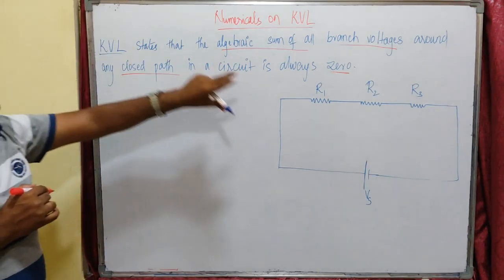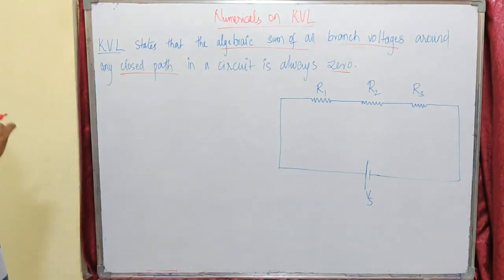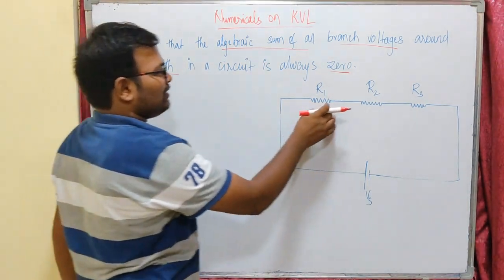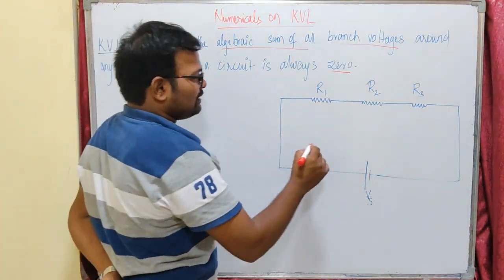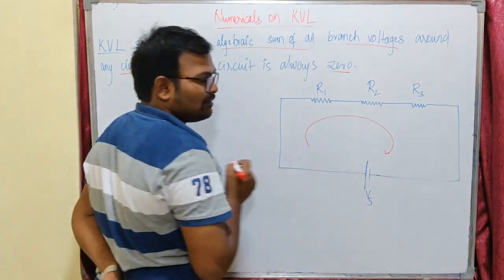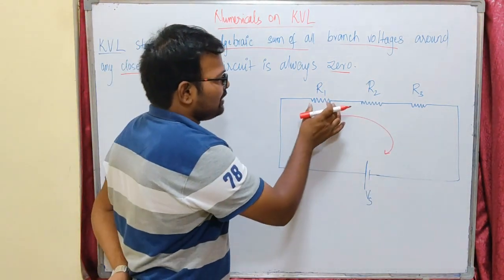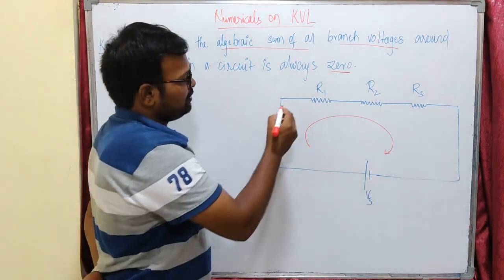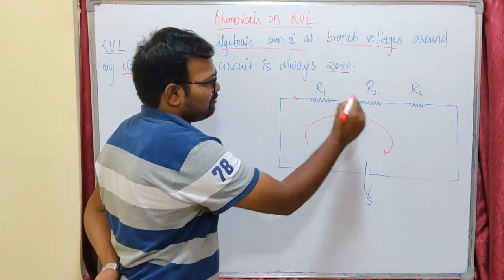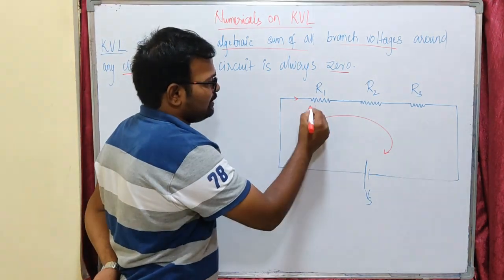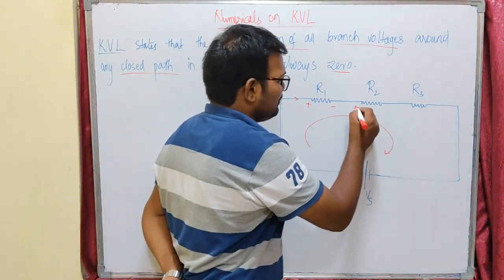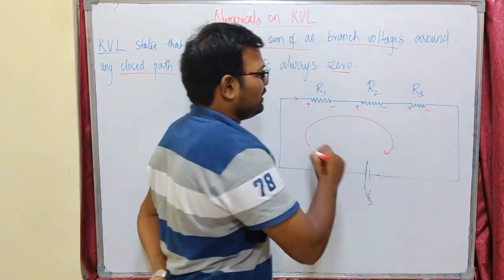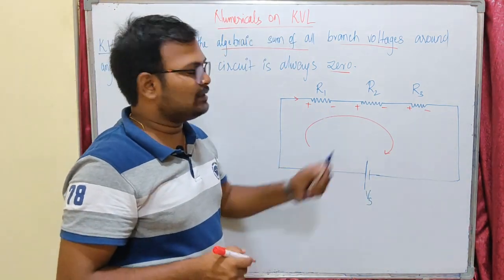Here we have a network consisting of one independent voltage source Vs and three resistors R1, R2, R3. Observe clearly here. If I consider the current in the clockwise direction, the terminals of resistors R1, R2, R3 will become like this. The current enters from left to right, so this will become the positive terminal, this will be the negative terminal. Similarly this will become positive, negative, because I assumed the current is flowing in this direction.